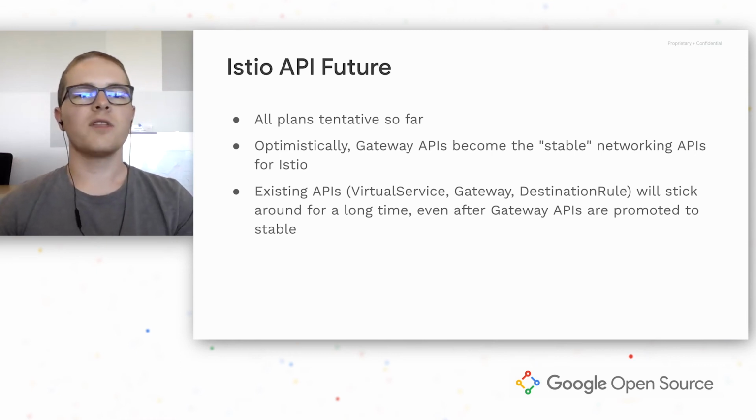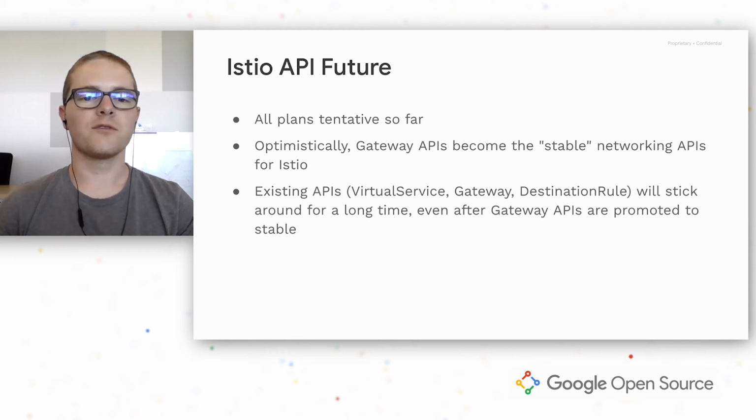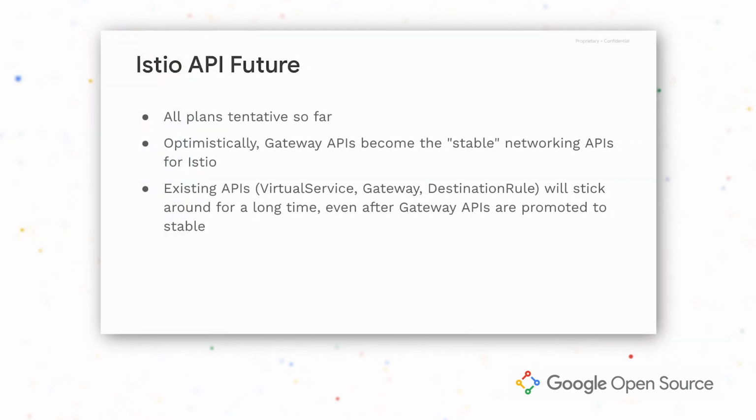We know that there are hundreds of thousands of virtual services, gateways, destination rules, et cetera, out there in the wild across thousands and thousands of clusters. There's no way all of those are going to just migrate over to the new API, not in the short term and probably not in the long term. So our intention is that these will stick around. While we may encourage the Gateway API, and that may be the recommended documented path forward, the old ones will still work. And as previously mentioned, there'll be some interoperability between those.